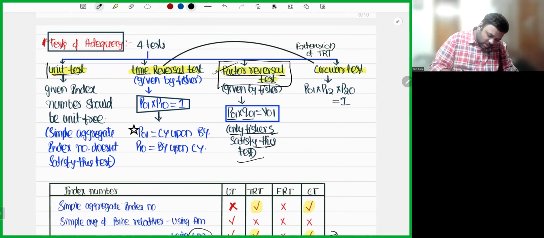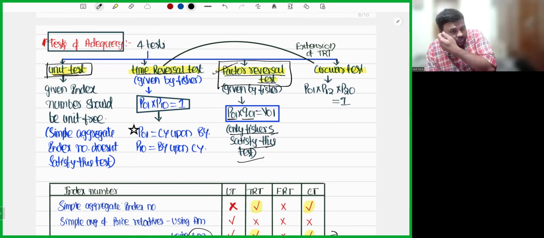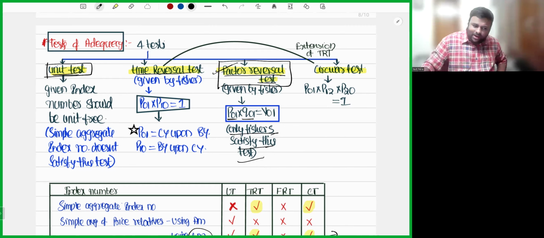Now, unit test. What do you mean by unit test? What I said: your index number should be a unit-free measure. It's a relative measure, right? So, given an index number, if it is a unit-free measure, you will say this test is satisfied. This tells also, my dear friends, it is satisfied by everybody except simple aggregate. Simple aggregate does not satisfy this test.